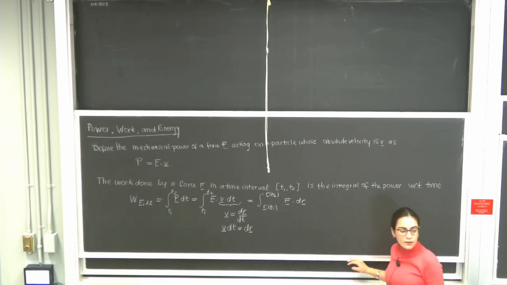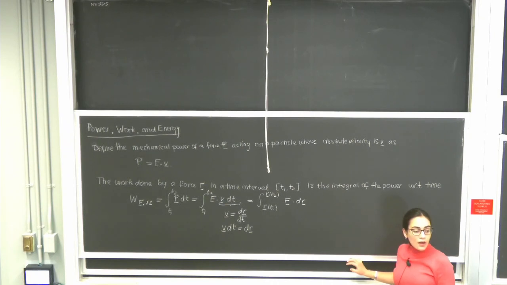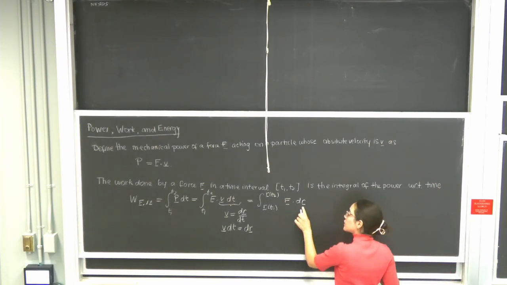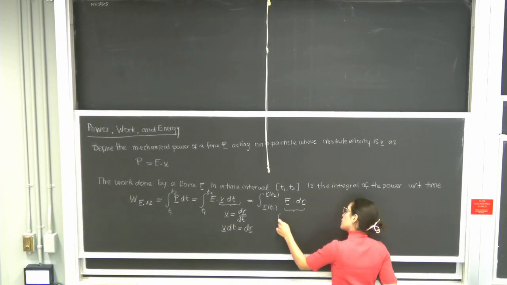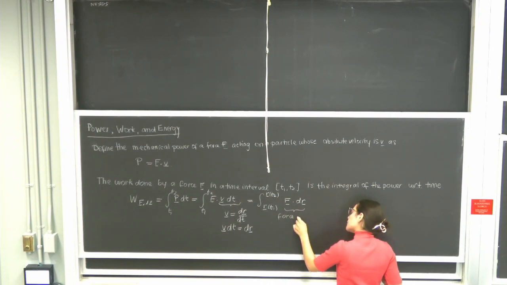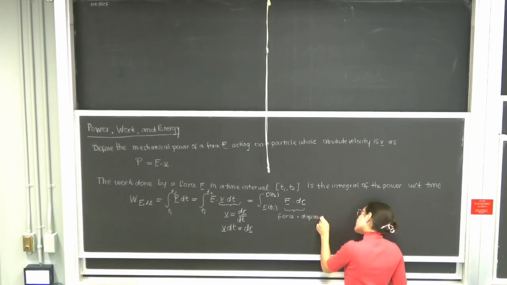dot dr. Okay? So the work of a force is the integral of F dot v dt, the integral of the power with respect to time. But I can also write it as an integral with respect to dr. That's the force dotted with the displacement. And here dr is the differential displacement.